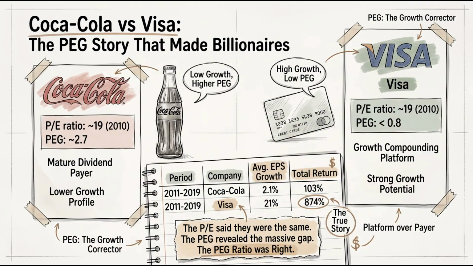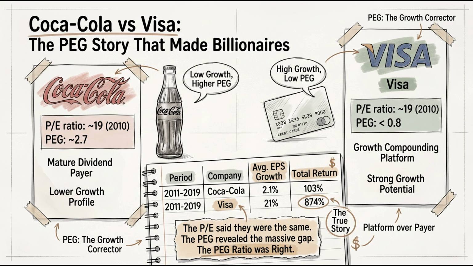In 2010, Coca-Cola and Visa both traded at a price-to-earnings ratio of approximately 19. By that metric alone, they looked identical. However, the PEG ratio told a different story. Coca-Cola was growing earnings at roughly 7%, giving it a PEG near 2.7. Visa was growing at 25%, giving it a PEG below 0.8.